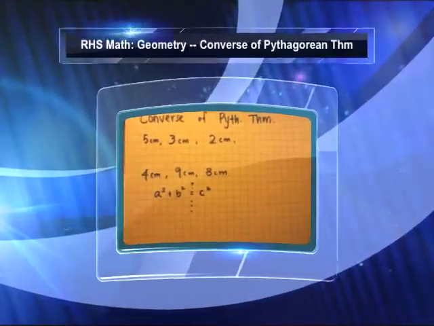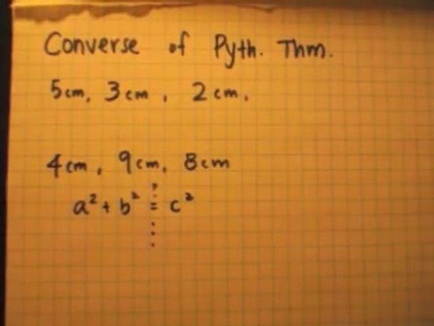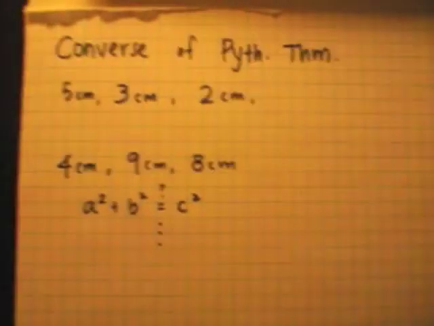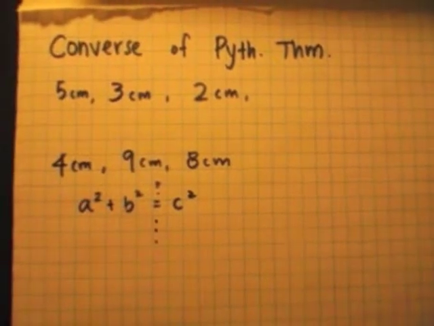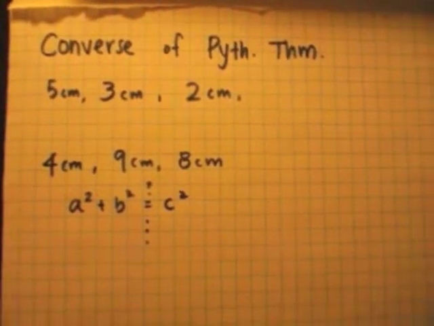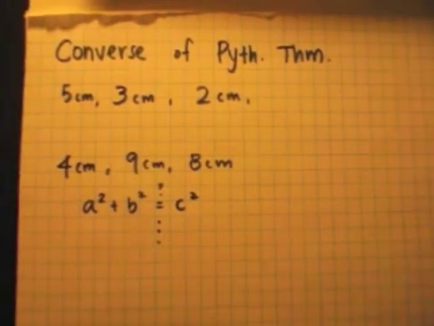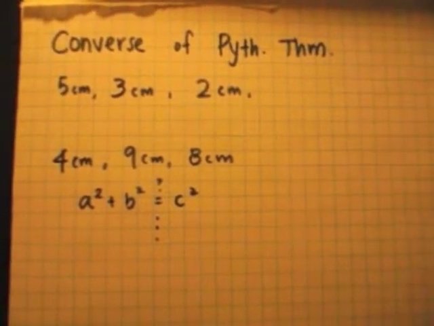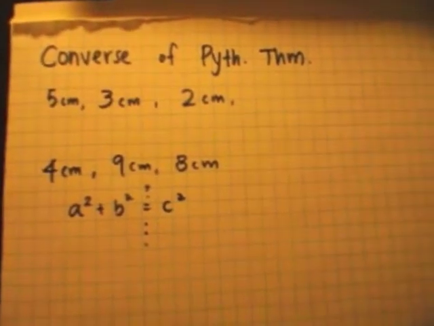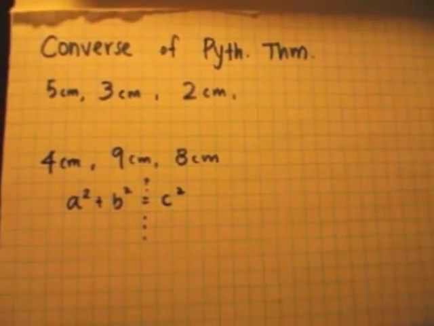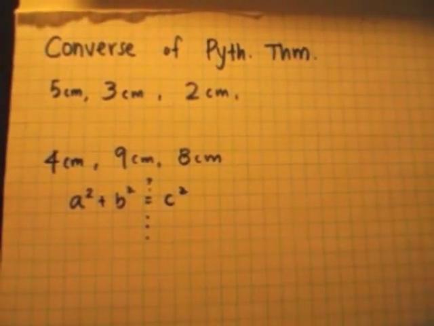Alright, what's up geometry? So this video is about the converse of the Pythagorean theorem. Now you guys should be very familiar with the Pythagorean theorem itself. a squared plus b squared equals c squared. Now the converse of the Pythagorean theorem gives you 3 dimensions of what could be a right triangle, and you need to see if the 3 dimensions actually make a right triangle.